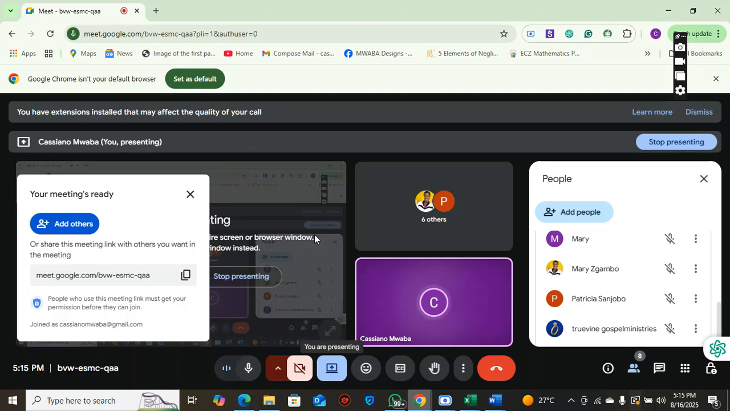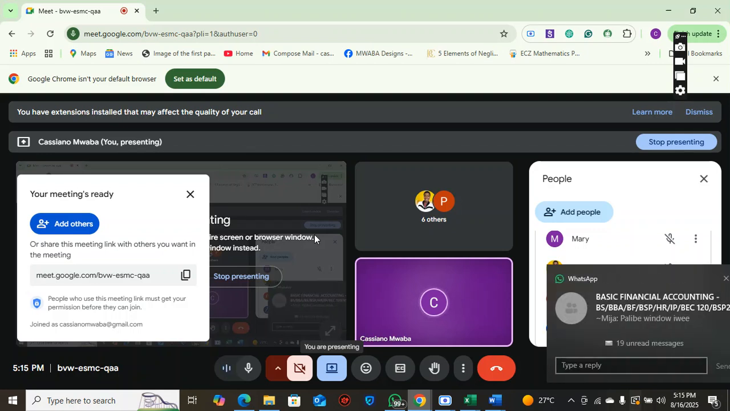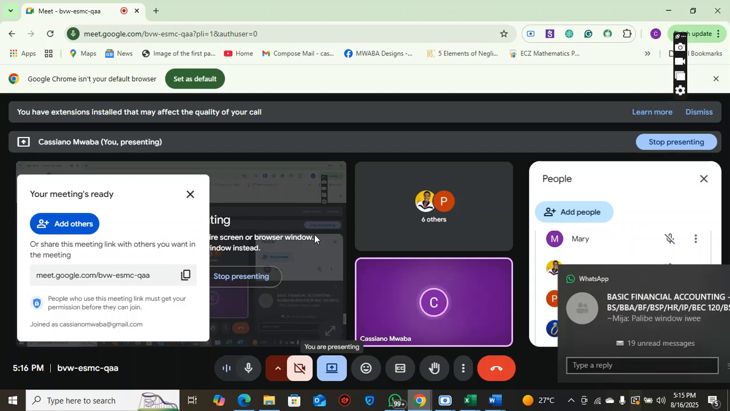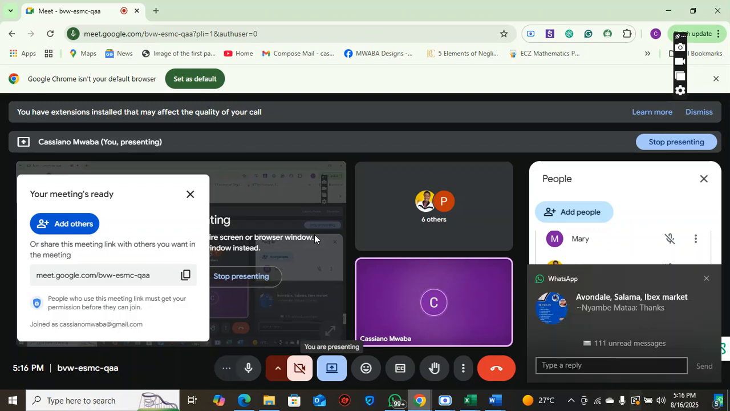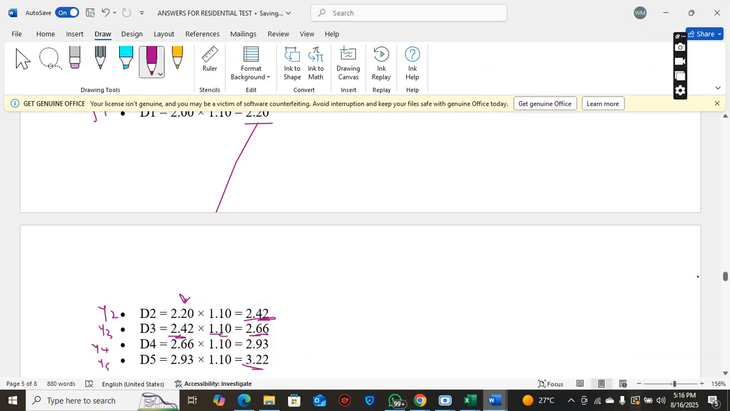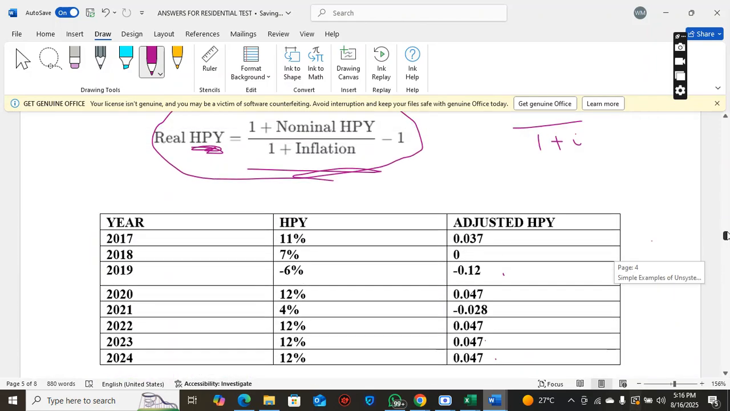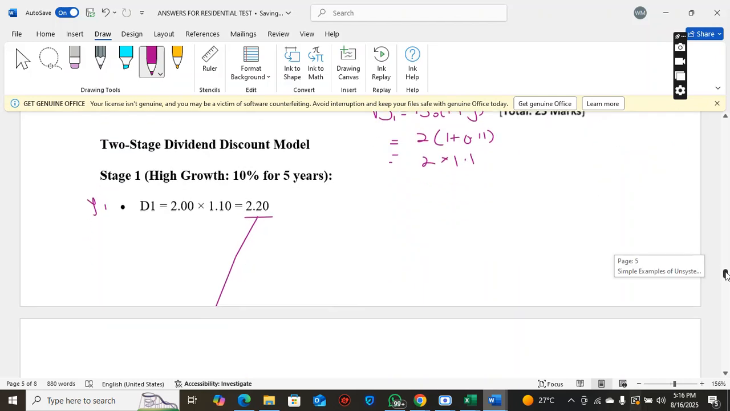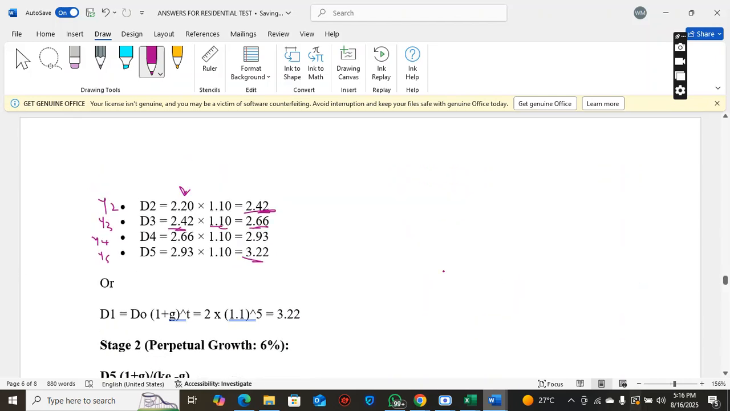Next, we need to account for the dividends after year 5, the dividends from after year 5 to the foreseeable future, which is called the terminal value. Because remember, for 5 years, it grows by 10%. Then after 5 years, it's going to grow by 6%, till the foreseeable future. Thereafter, this is where we bring in the terminal value.